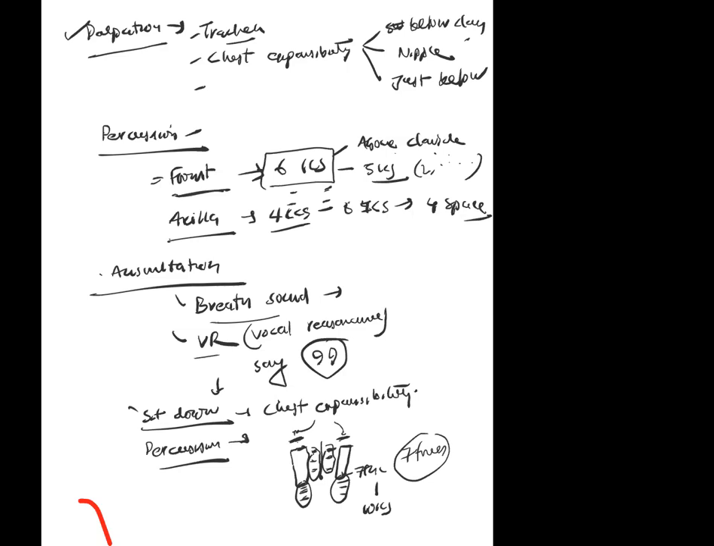During checking the vocal resonance, ask the patient to say 99. Say, I'm going to check the vocal resonance. When I place my stethoscope over your chest, just say 99. It is better to say 99 at the same time. So place your stethoscope, then say, please say 99. Okay, again 99. In this way, we will do the auscultation.